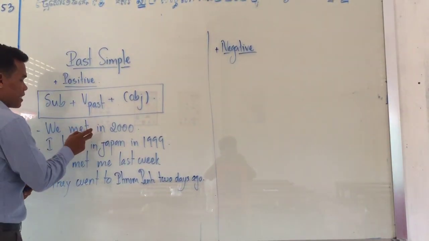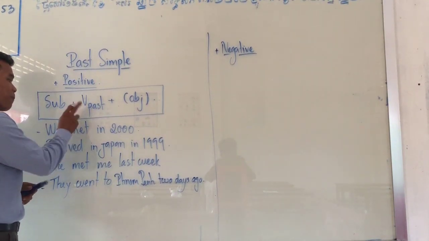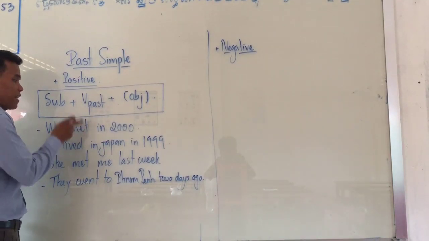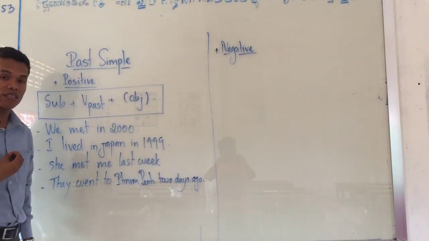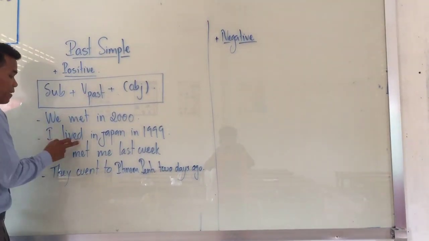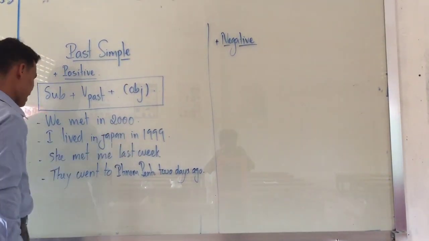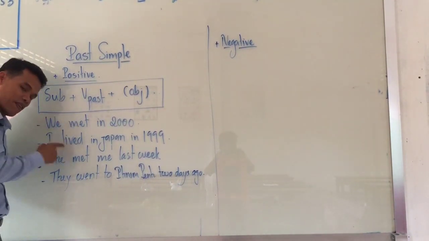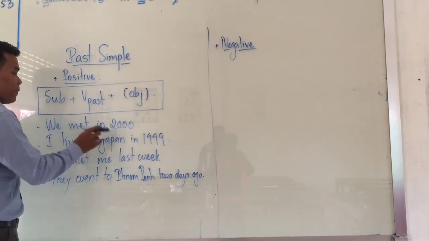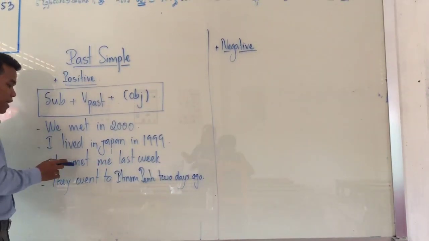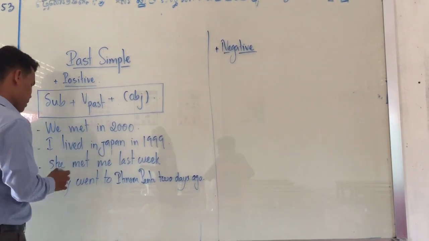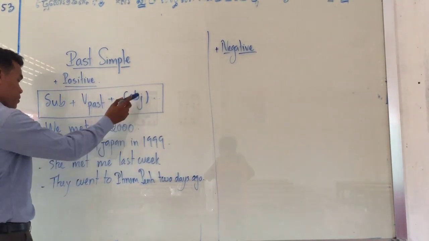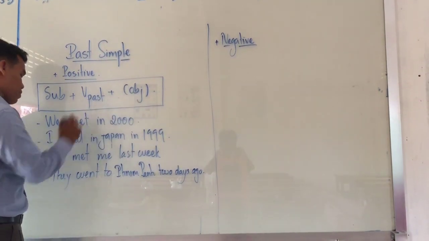We is the subject, met is verb past, verb present is meet. But in past we use met. In 2000 already, so we met already. I lived in Japan in 1999. I is subject, lived is verb past, but live here is a regular verb. She met me last week. She is subject, met is verb past, me is object. So met here needs an object.